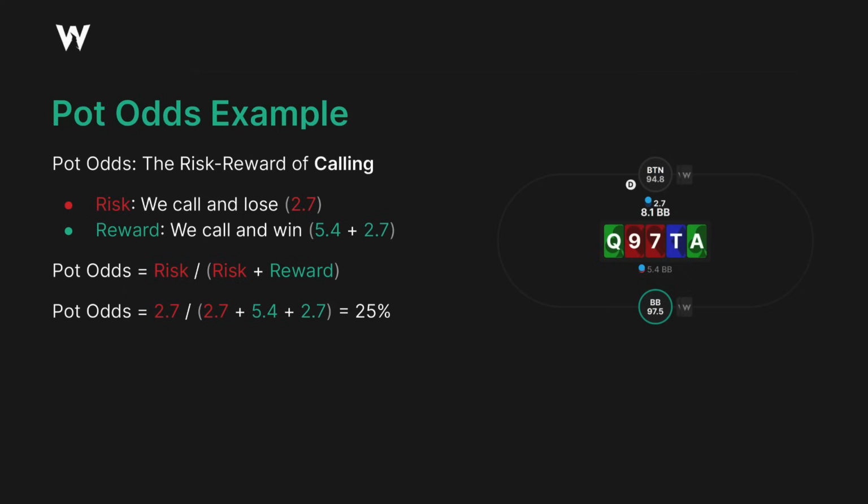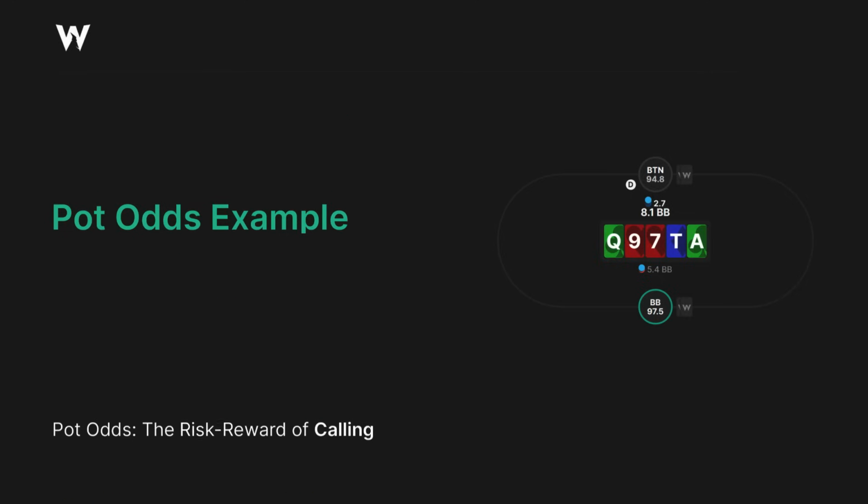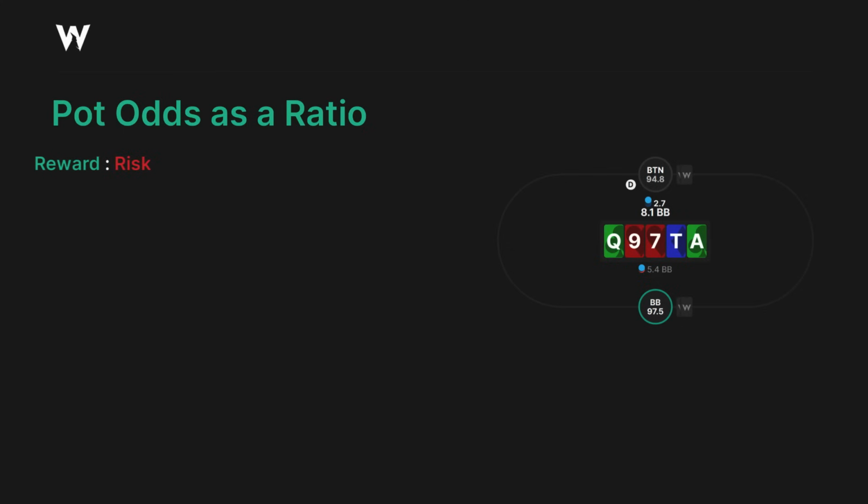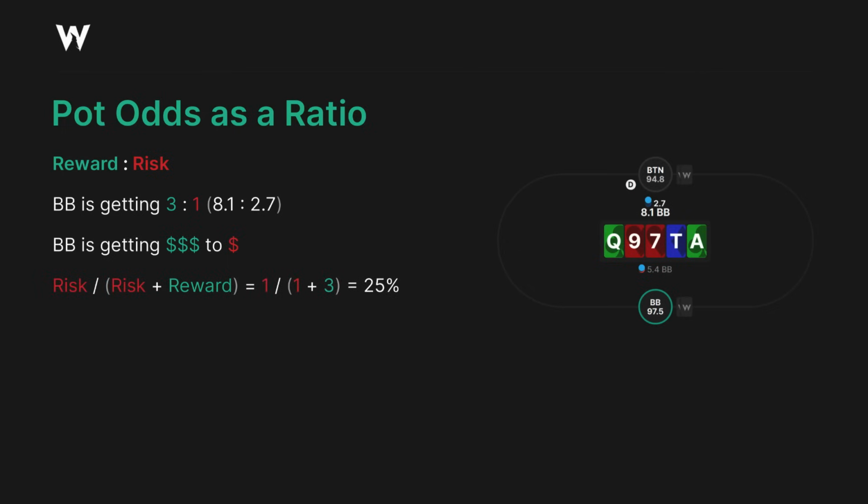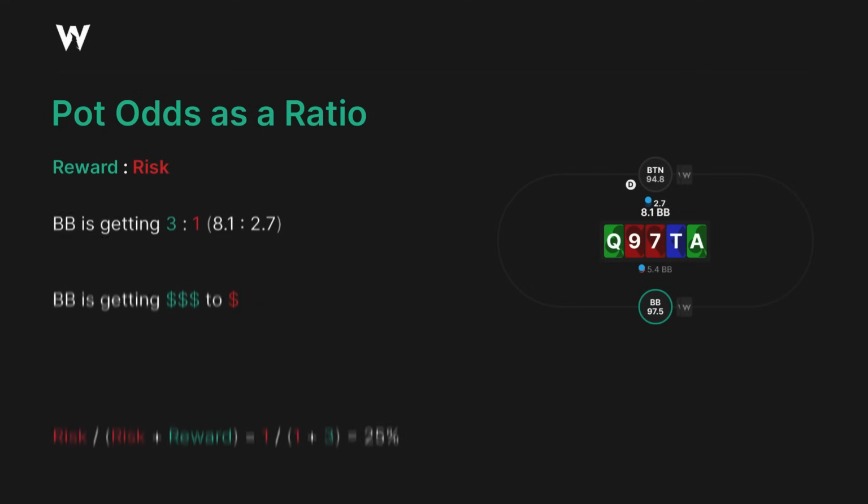But you may have seen pot odds expressed as a ratio instead. So we know that, okay, they need to win 25% of the time. But what if I asked you this question differently? What if I said, okay, here's the reward and the risk, calculate it. Big blind is getting 3 to 1, right? Or 8.1 to 2.7. The reward is 3 times greater than the risk because you get a full pot and a half pot bet if you win, and you lose a half pot bet if you lose. So 3 to 1. Risk divided by risk plus reward. We can convert this from odds to percentages. Again, just using this equation, you need to win 25% of the time.